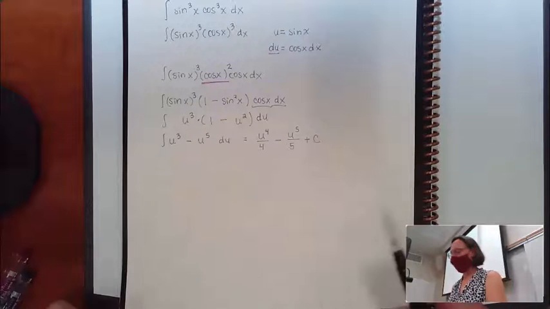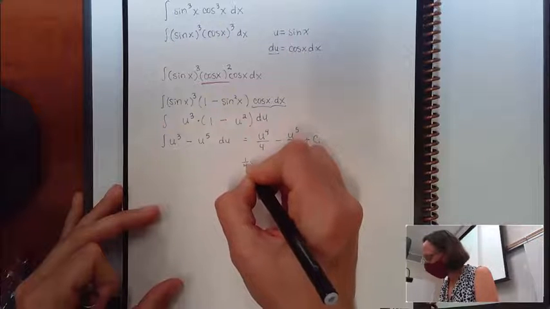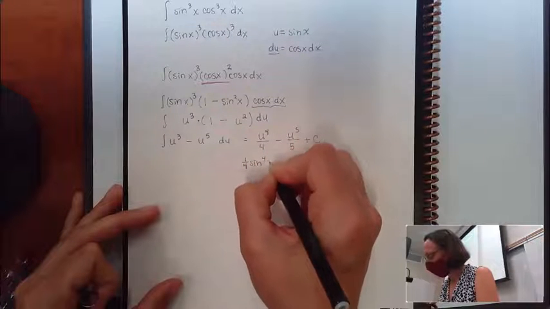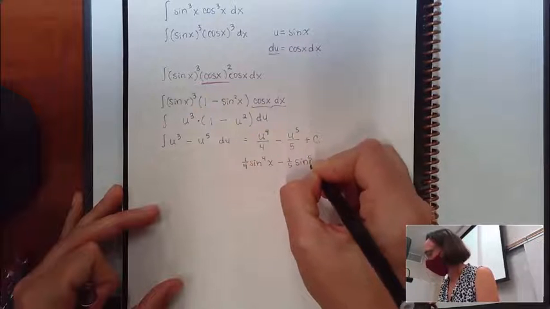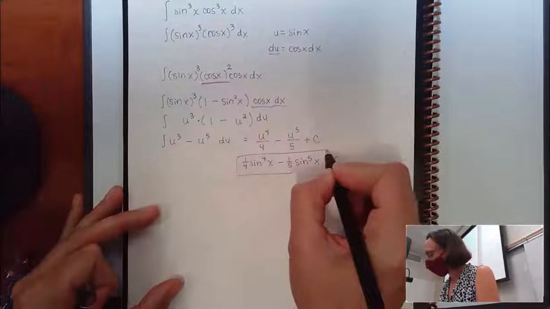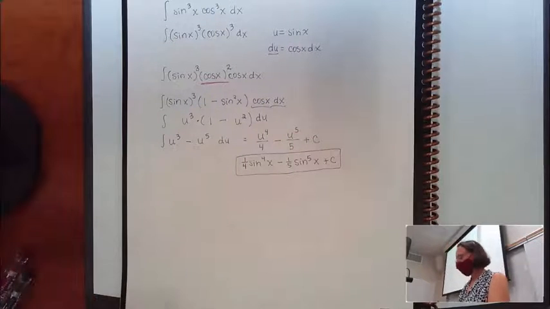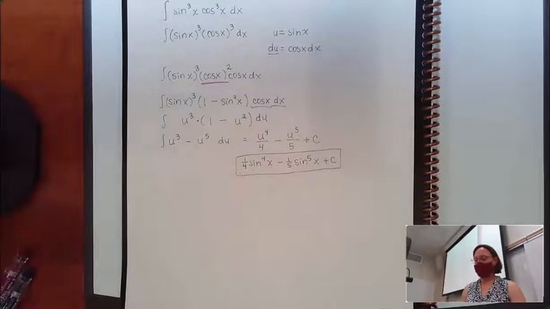Since u was equal to sine of x, I would choose to write this probably as 1/4 sine to the fourth minus 1/5 sine to the fifth. That is not the only way to write that. You can totally put stuff in parentheses with exponents outside. You can leave it as division by 4 and division by 5 instead of rewriting it as a fraction. That's all just personal preference.